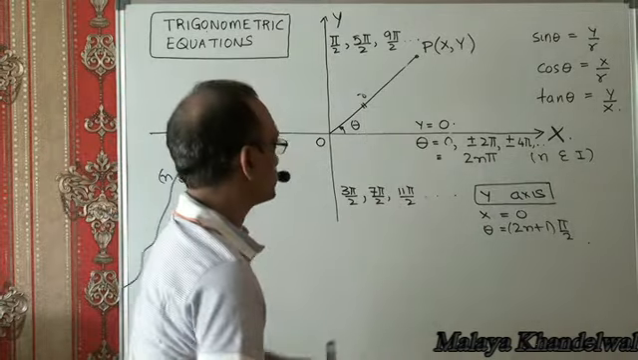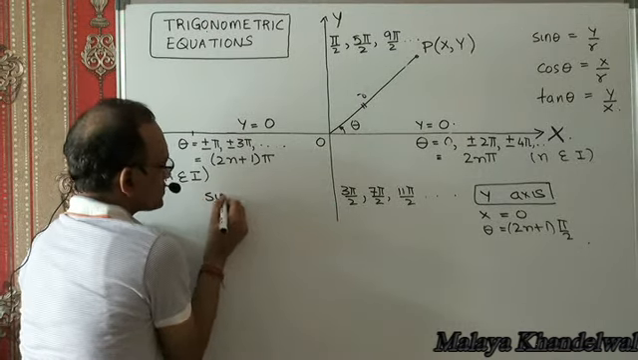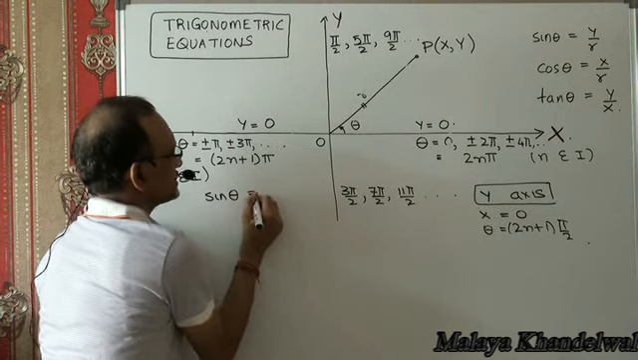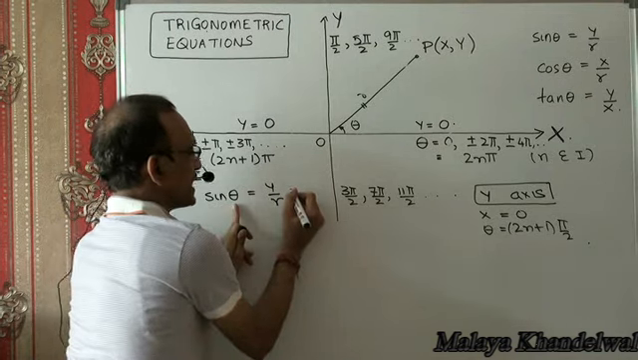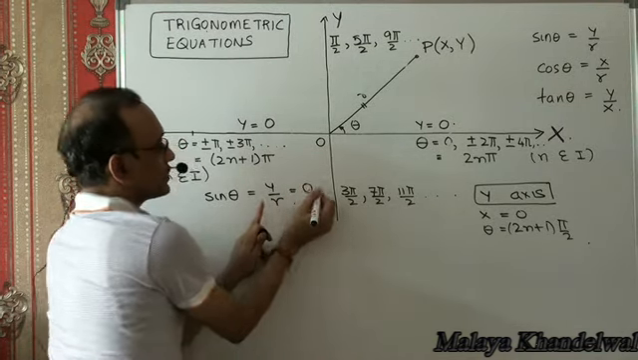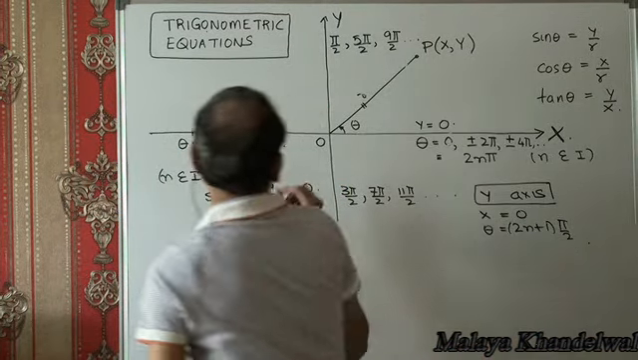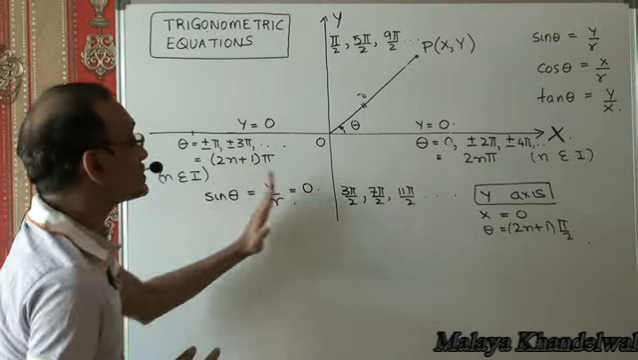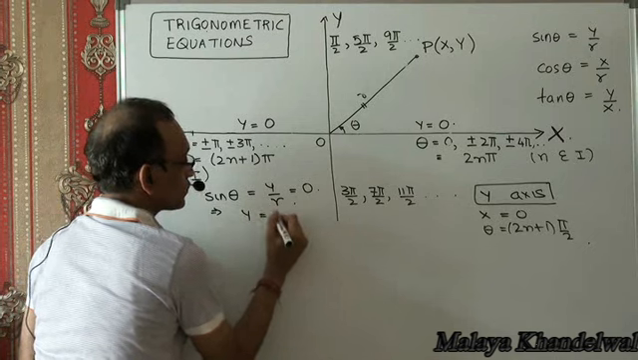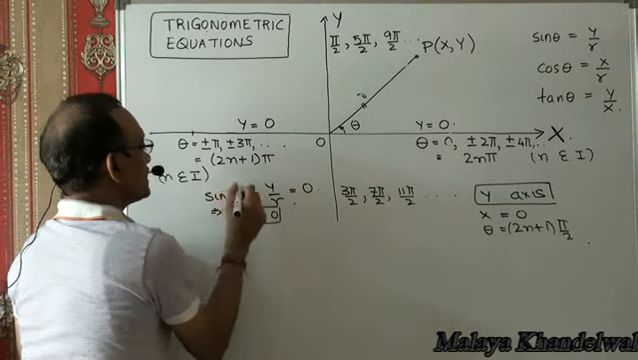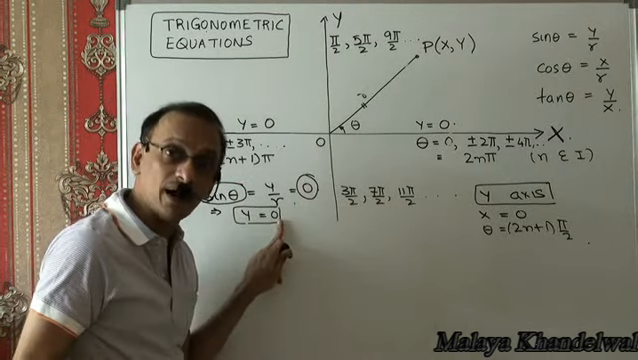Yes or no? Now, look, what I want to do is, I want to obtain all values of theta for which sine theta, which is y by r, is 0. So, sine theta, which is y by r, would be 0, would be about y equal to 0. Right? I want to generalize theta that will cause sine theta, which is y by r, to be 0. Obviously, y equal to 0.